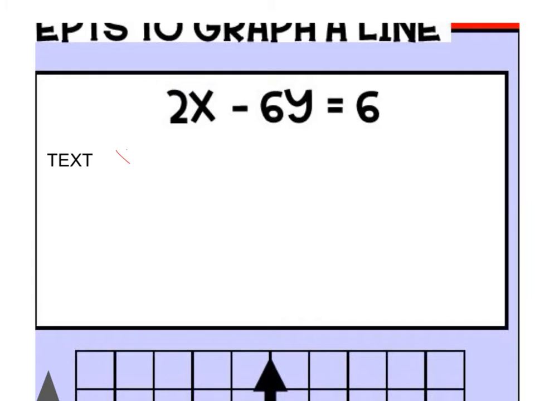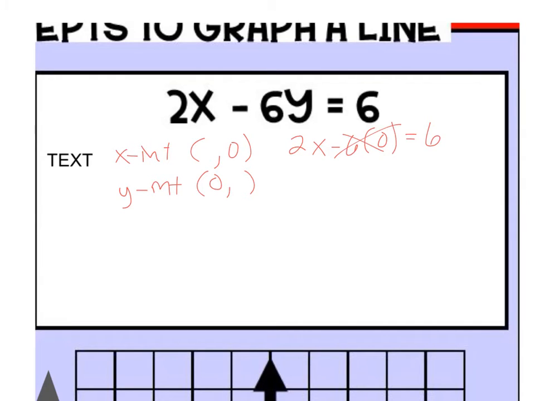Alright, so once again, to get the x-intercept, we set the y equal to 0. And to get the y-intercept, we set the x equal to 0. So let's do the first part. Where my y is 0, I'd have 2x minus 6 times nothing is equal to 6. We can get rid of that. We get 2x is equal to 6. Divide by 2, we get x equals 3. So I have an x-intercept of 3.